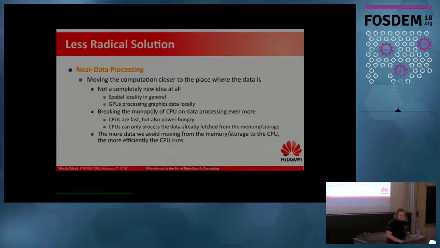Our CPUs are fast, but they are also power hungry. So if you can have dedicated circuitry that can solve part of the data processing problem closer to the data, you can save on performance, and you can potentially also save on energy because you have less data to move around the machine. This has been shown to be true.